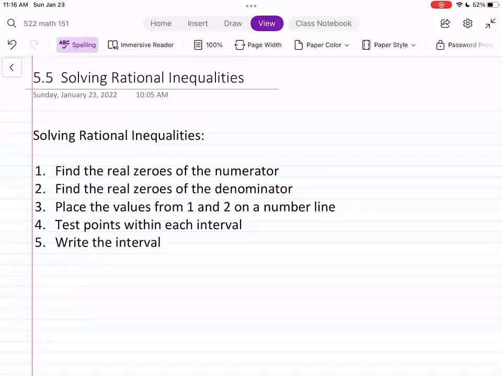We've already looked at how to solve polynomial inequalities, and so now we're going to expand that reach into rational inequalities. We're going to use many of the same processes, but we must first assume that all of these rational functions are in reduced form. A rational inequality is just a rational expression, a rational equation where we've replaced that equal sign with a less than, a greater than, a less than or equal to, something like that.